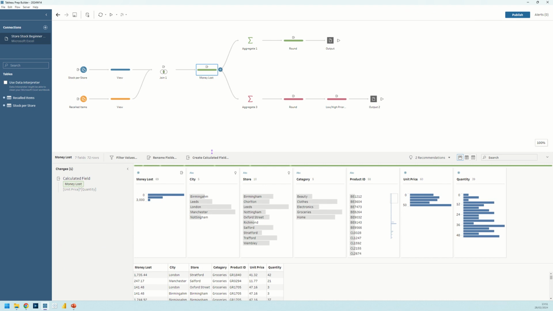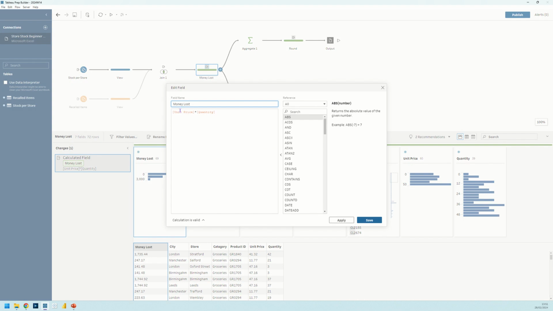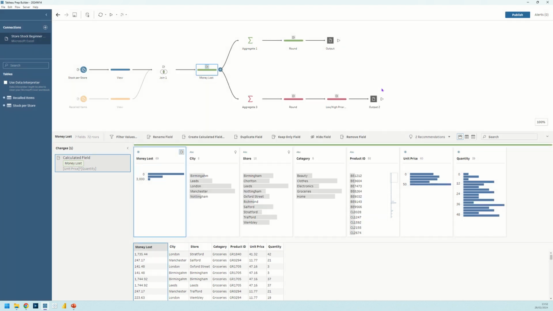And we can create a quick calculation to find out how much money we're going to lose by not being able to sell those items. That is simply a calculation called money lost, and it's the unit price times the quantity. And then we need two different outputs, so I've branched the outputs from here.